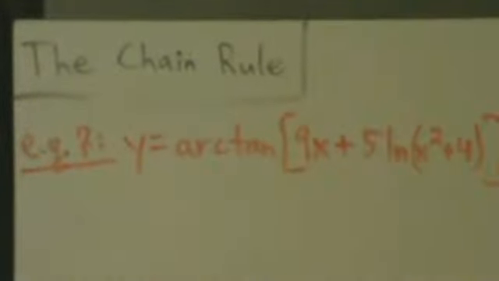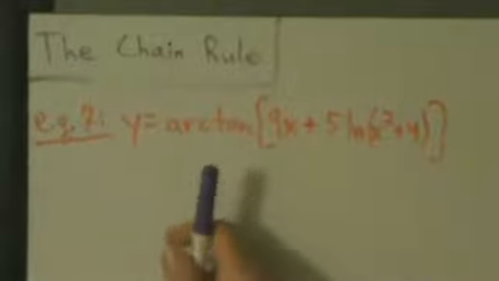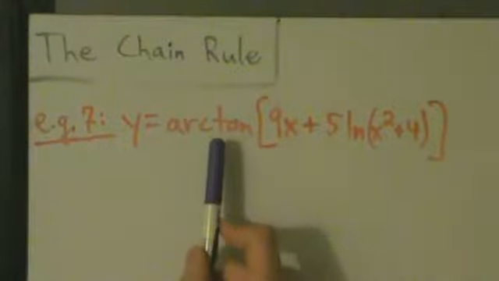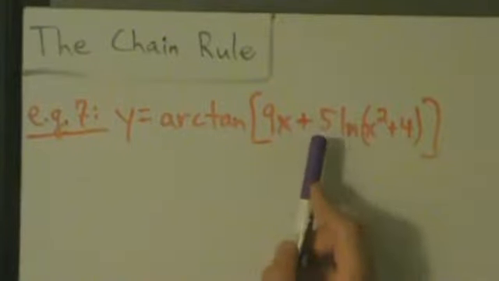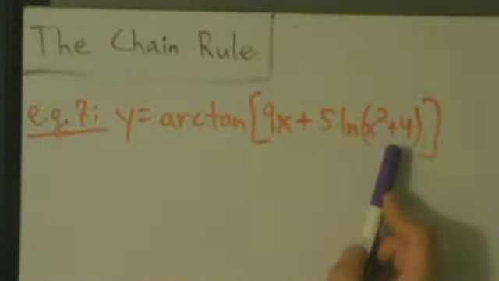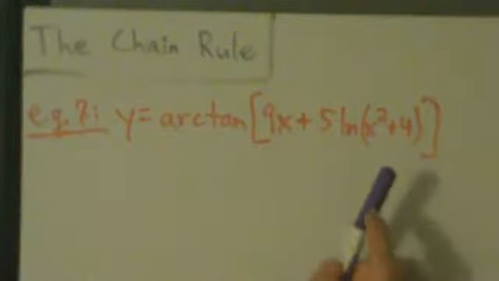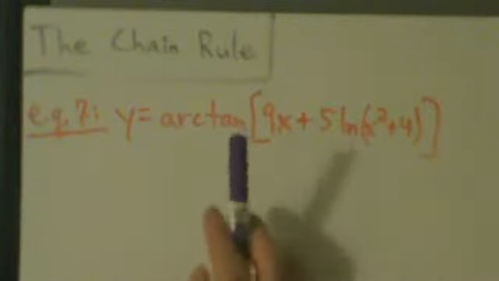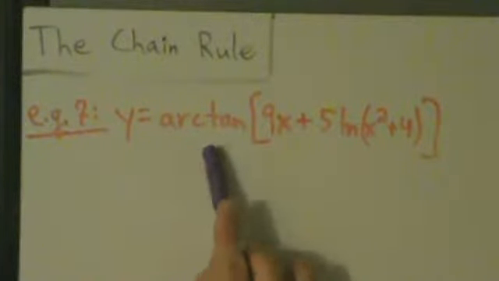Alright, here is example 7 with the chain rule. We have y equals the arctan, in other words the inverse tangent, of 9x plus 5 natural log of x squared plus 4. So kind of a big mess on the inside here, right? But again, we're going to use the chain rule, so we want to identify the big guy and the little guy. So you'll notice the big guy is arctan, right?